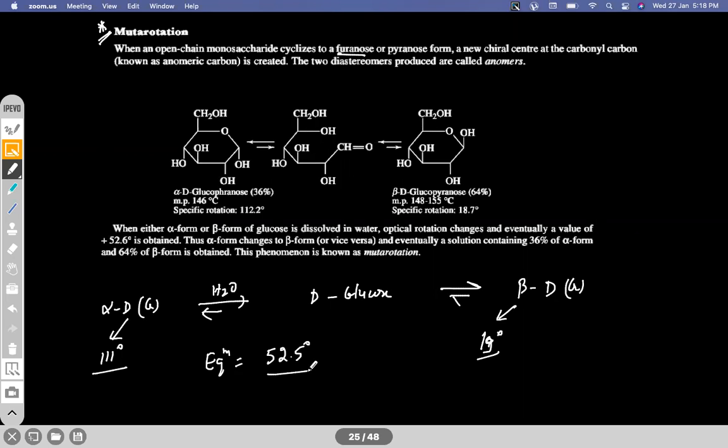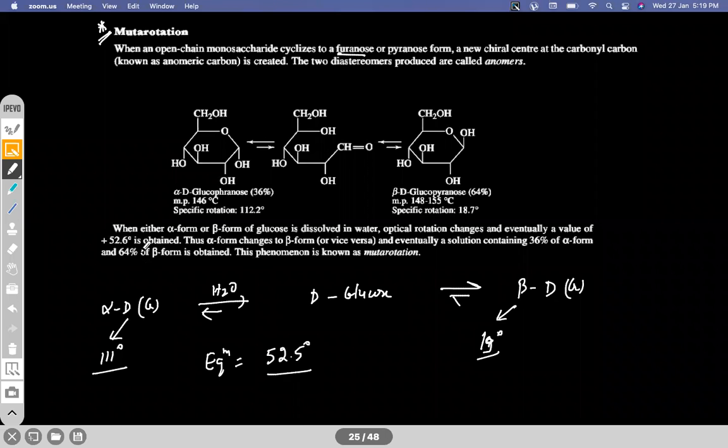So what is mutarotation? It is the spontaneous change in the specific rotation before the equilibrium is established. Alpha is converting into beta, beta is converting into alpha. So this is a spontaneous, continuous change that we have. This phenomenon is mutarotation.